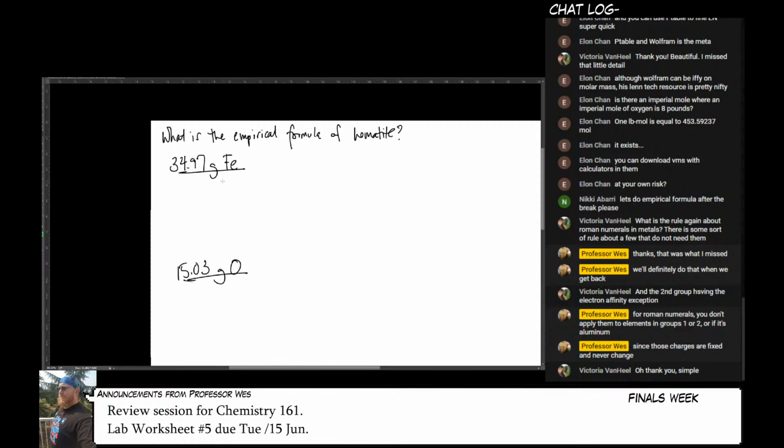And so to find any empirical formula, the first thing you gotta do is turn everything into moles. So if I turn grams into moles here, in a mole of iron, according to the periodic table, there are 55.85 grams of iron. So how many moles is that? 34.97 over 55.85. So I have that many moles of iron. And then for oxygen, I'll do the same thing. We'll turn grams into moles.